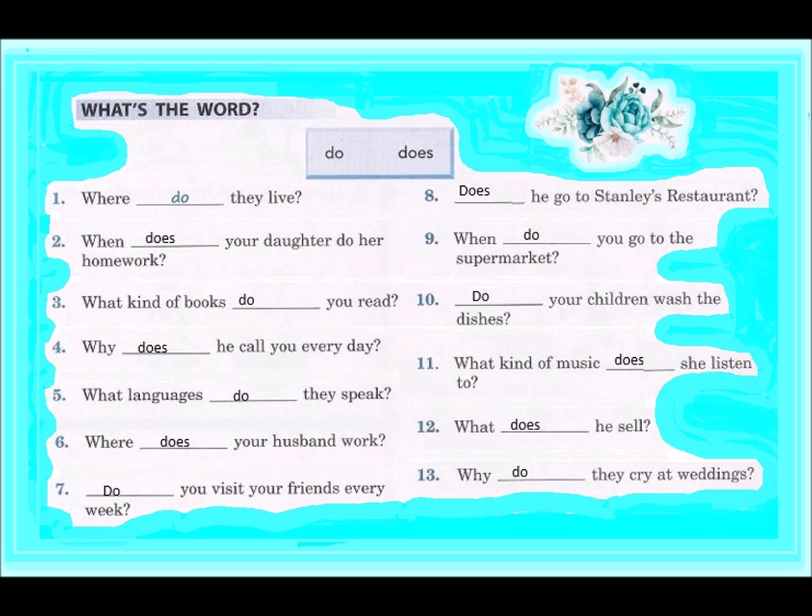Number 12, what does he sell? And we can say, for example, he sells cars. He's a car salesman. He works in an auto dealership or something like that. Or he sells computers, and selling is also a very wide, big topic of conversation, besides just studying this grammar. Number 13, why do they cry at weddings?